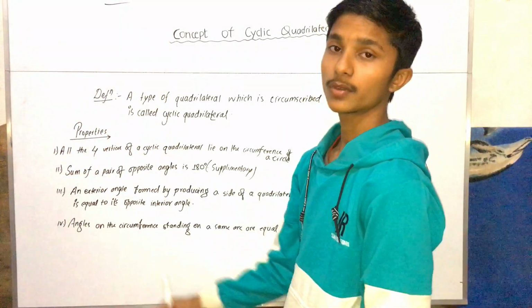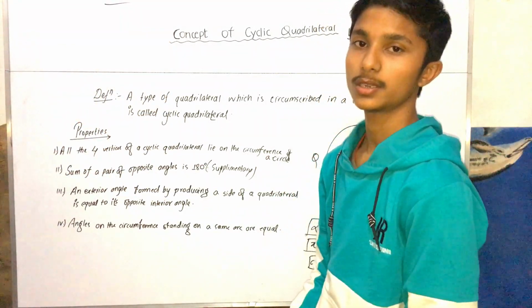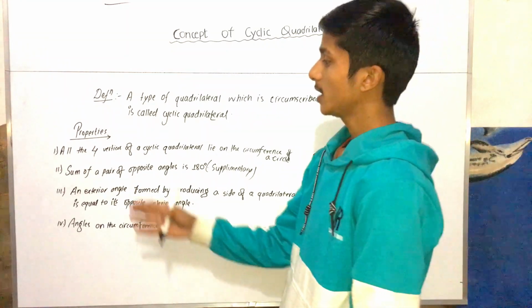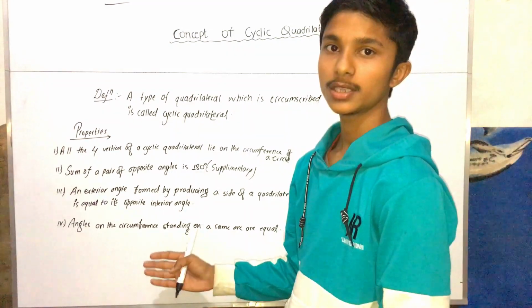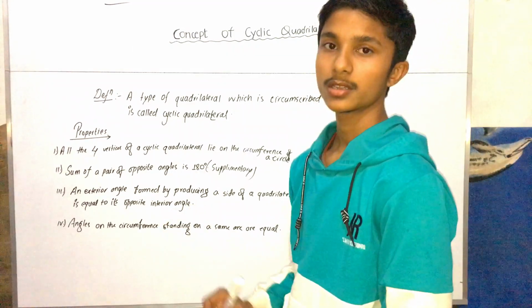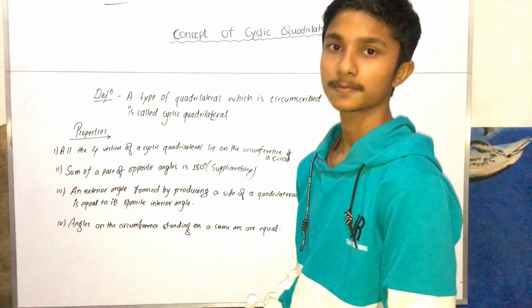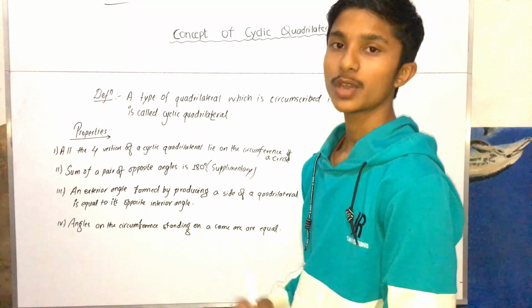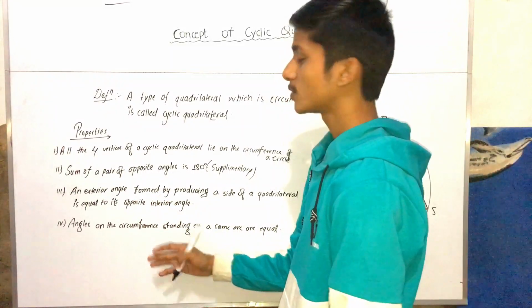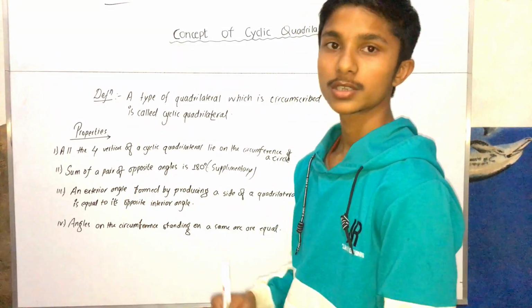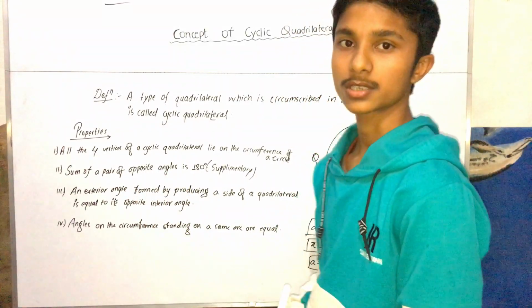These are all four properties of a cyclic quadrilateral. If any one of the properties is satisfied in a quadrilateral, then such a quadrilateral becomes a cyclic quadrilateral. Okay, you have to use this concept. You have to use these properties to solve problems related to the circle in further lectures.